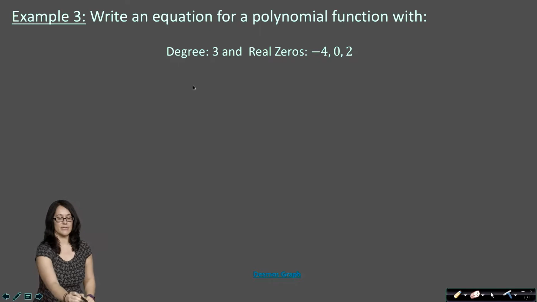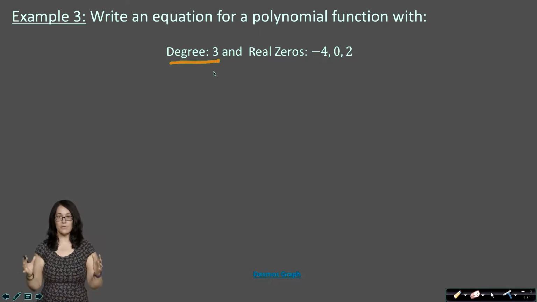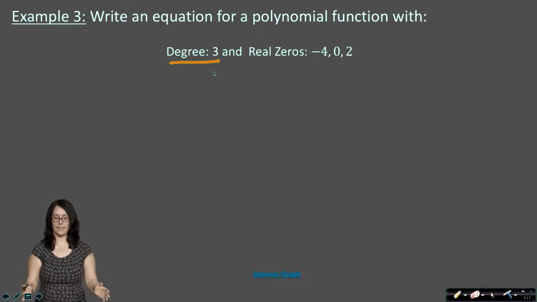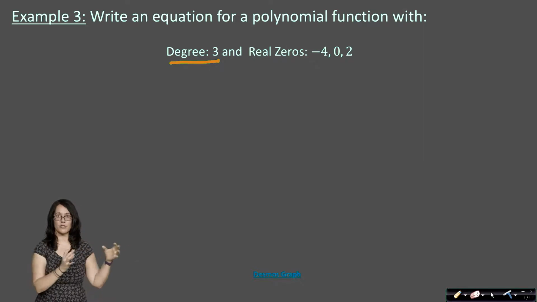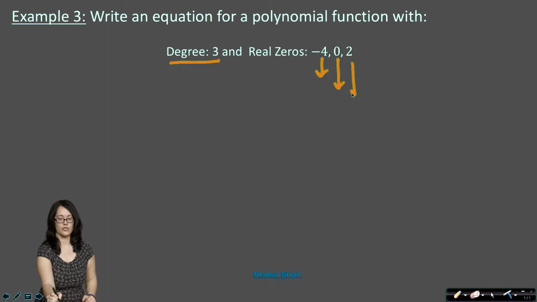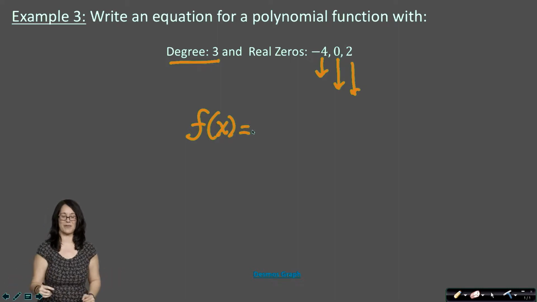So let's take a look at what they tell me in this example. They would like for the function to have a degree 3, which would mean if I have factors, their multiplicities should add up to 3. They also tell me that the real zeros that this function should have should be at -4, 0, and 2. What would that mean as far as factors go? So if I start my function, I have to name it. How about I call it f of x? You can call it p of x if you prefer, but some type of function notation here.